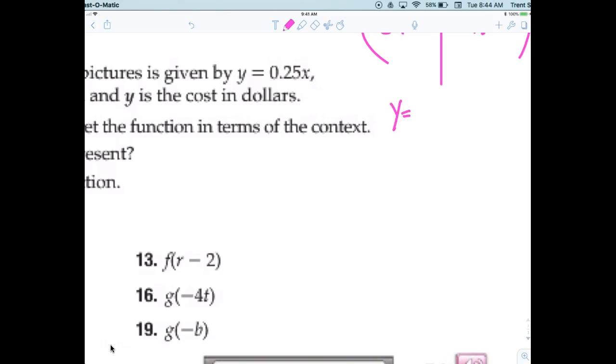Y equals, don't write this, just pay attention. Y equals 0.25x. I'm now going to change that to function notation. Now, what do you think F stands for? Function. So instead of y equals, you're going to say f of x equals 0.25x. Now, I want everybody to write that down. All right, and now you got to listen to me carefully. Super, super, super important.